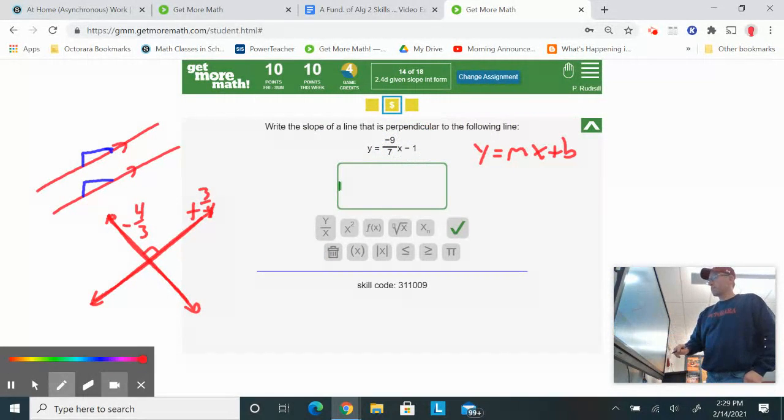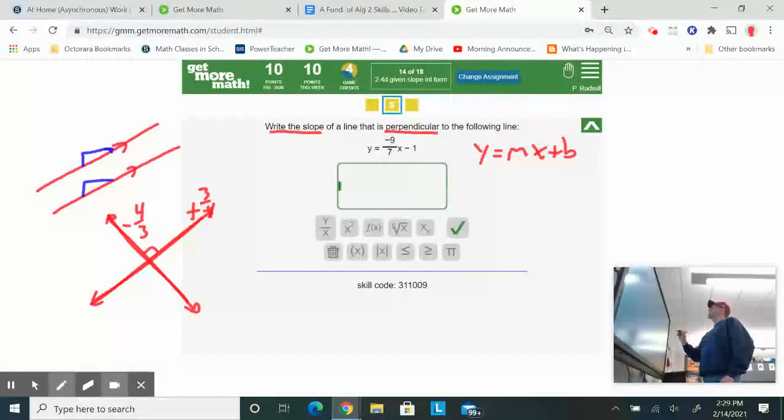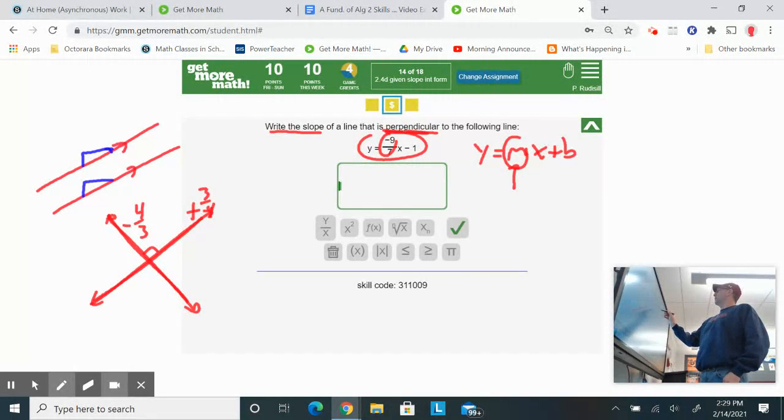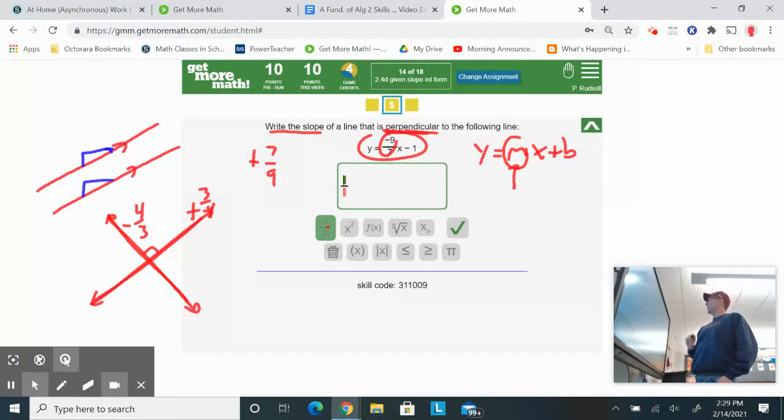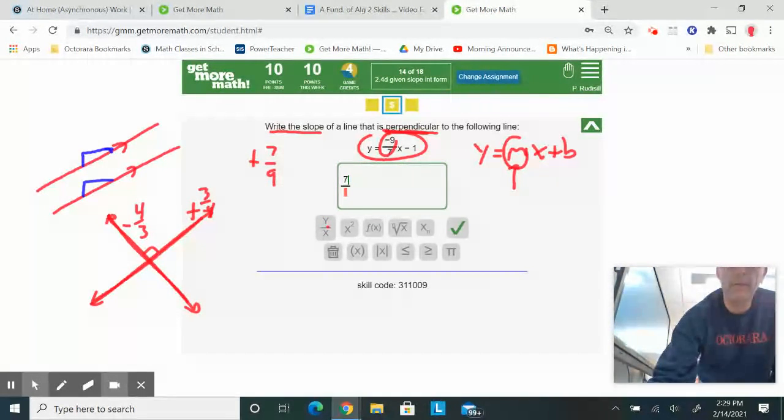This problem says to write the slope of a line that's perpendicular to this one. Well, the slope, of course, is the m, the coefficient of the x term. So it'd be negative 9/7. But to be perpendicular, it has to be the opposite reciprocal. So the reciprocal of negative 9/7 would be negative 7/9, and the opposite of that would be a positive. So my answer is going to be a positive 7/9. So I need my fraction. I need a positive 7/9.